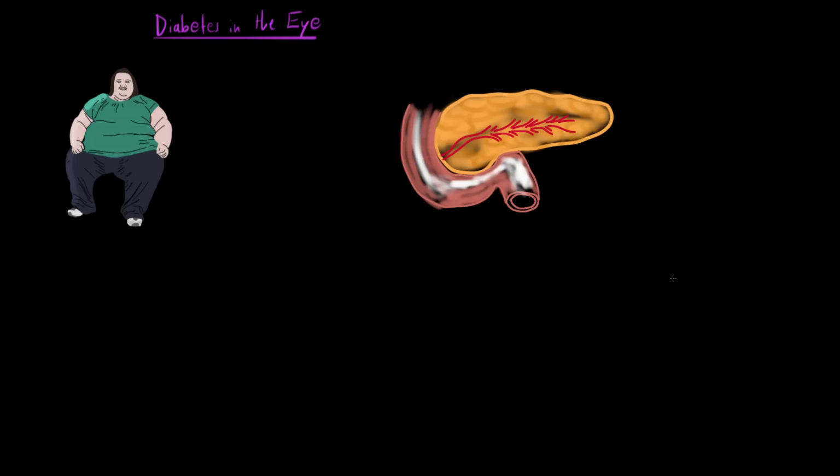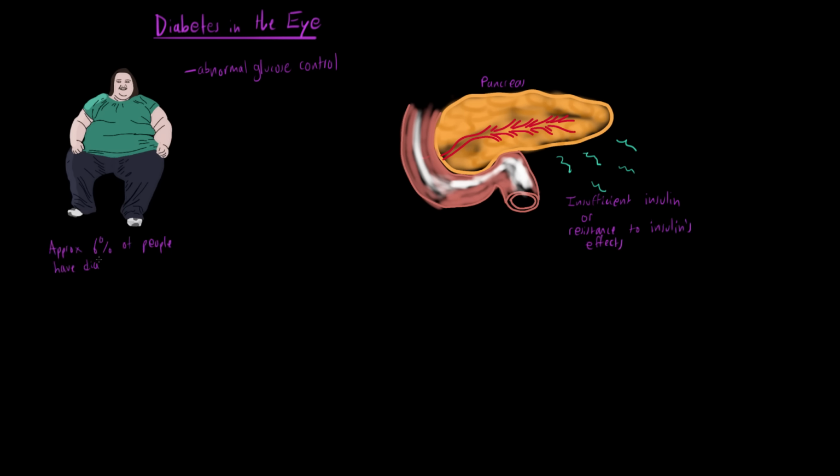Diabetes mellitus is a disorder of abnormal glucose control in the blood resulting from insufficient production of insulin or a relative resistance to the effects of insulin on cells. It's a prevalent medical problem affecting approximately 6% of the world's population, with an estimated 429 million diabetics by the year 2030. Over 95% of these patients will be type 2 diabetics.